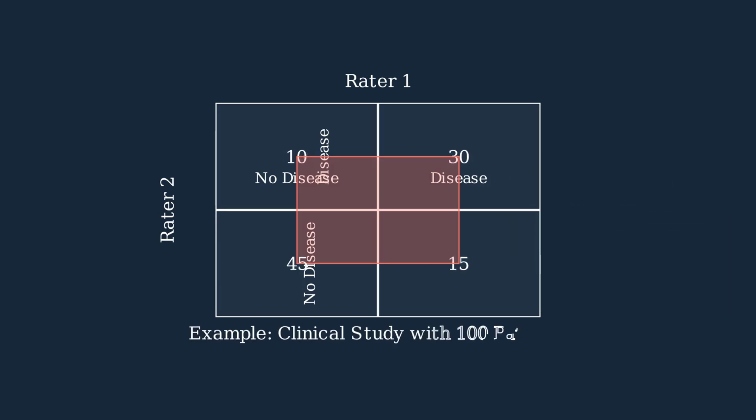Now let's populate our table with an example. Imagine a clinical study with 100 patients, where two doctors classify each patient. In this example, the diagonal cells A and D represent agreement between the raters. 30 patients were classified by both raters as having the disease, and 45 patients were classified as not having the disease. The off-diagonal cells B and C represent disagreement. In 25 cases, the raters disagreed on the classification.